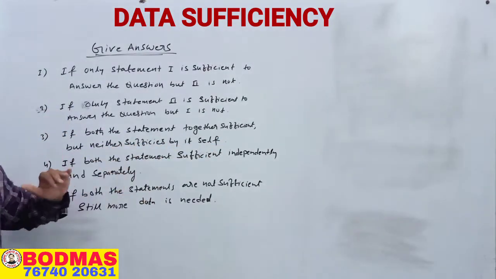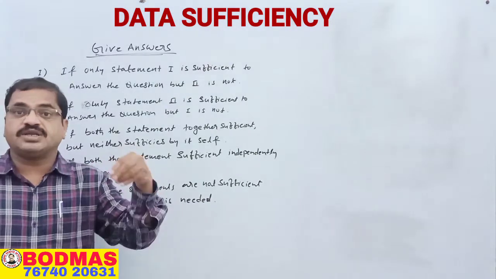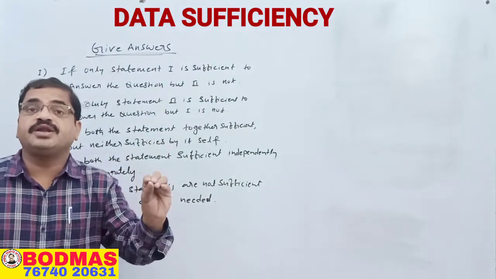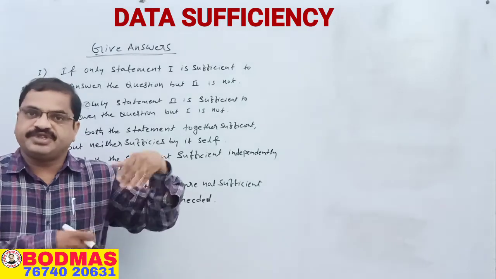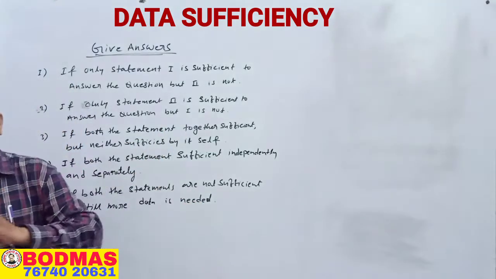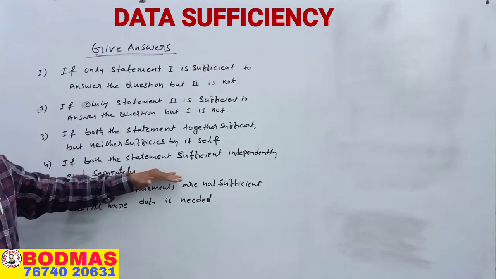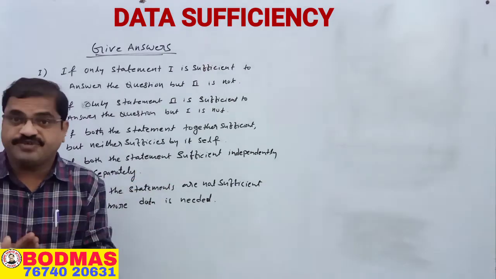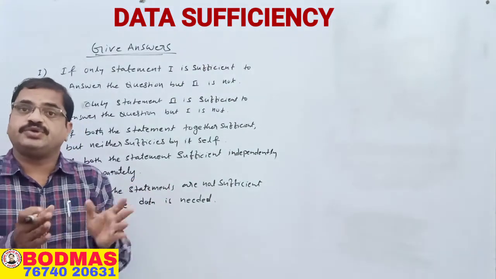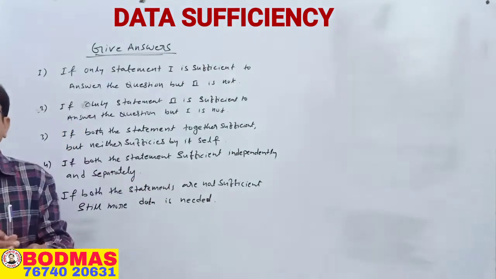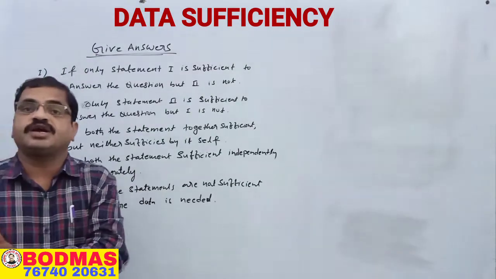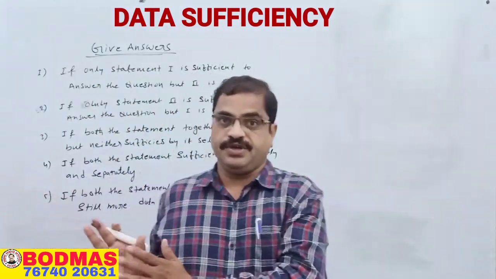Okay. Give answer 4 if both statement 1 and 2 are sufficient independently and separately, meaning with the first also we are getting the answer, and with the second also we are getting the answer. Then the answer is 4. Give answer 5 if both statements 1 and 2 together are not sufficient and still more data is needed.